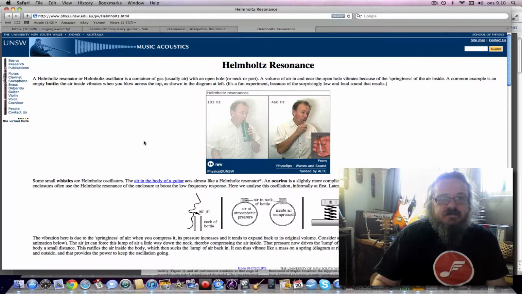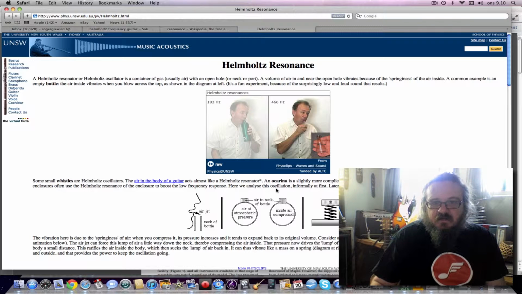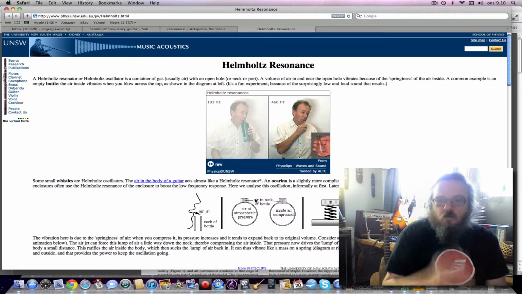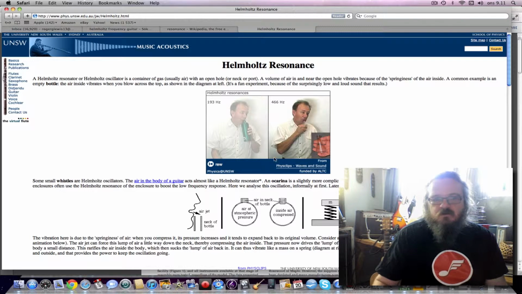You see this article here by the University of New South Wales, Sydney, Australia, where it says the air in the body of a guitar acts almost like a Helmholtz resonator. An ocarina is a slightly more complicated example. The reason it's not exact is that a true Helmholtz resonator has rigid, solid sides, like a bottle. I mean, the analogy there is slightly flawed, isn't it?